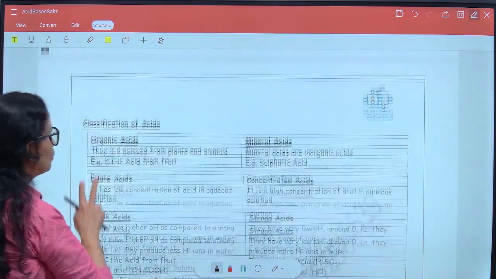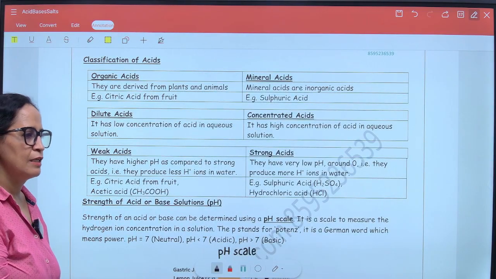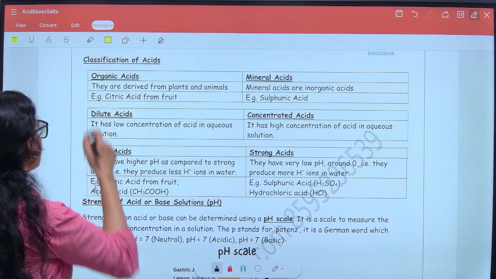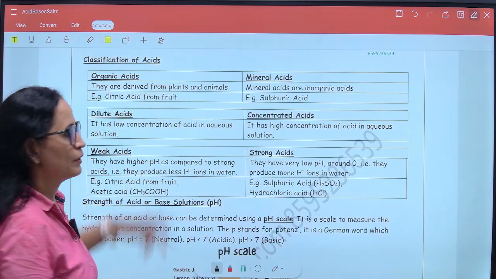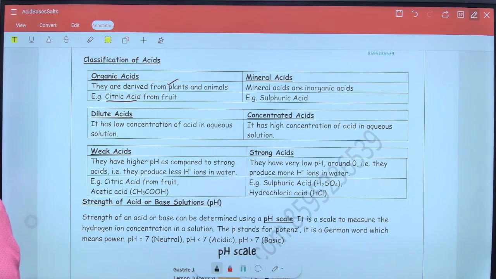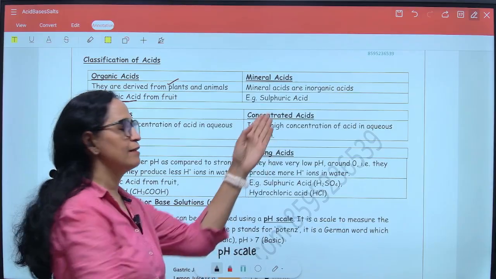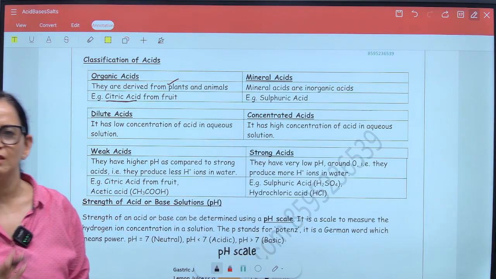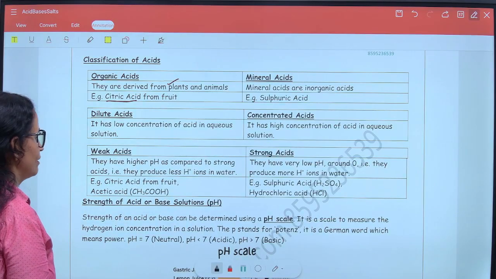Now let's come to classification of acids. There are different types of acids classified into different categories. The first one is organic and mineral acids. Organic acids, as the name tells you, are obtained from plants and animals. For example, citric acid from citrus fruits. Lemon, orange, all these fruits have citric acid. Lactic acid in curd. Mineral acids are inorganic acids, for example sulfuric acid, hydrochloric acid, nitric acid. These are all prepared in labs, and they are all mineral acids.